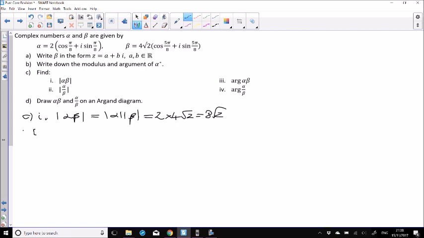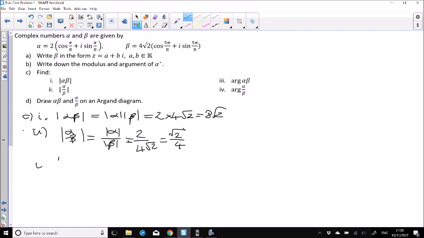Similarly then, for part 2, we want the modulus of alpha divided by beta, so that's the modulus of alpha divided by modulus beta, so that's going to be 2 divided by 4 root 2, which is probably best just put in rationalised form. So that's the same as root 2 over 4 if you multiply top and bottom by root 2.